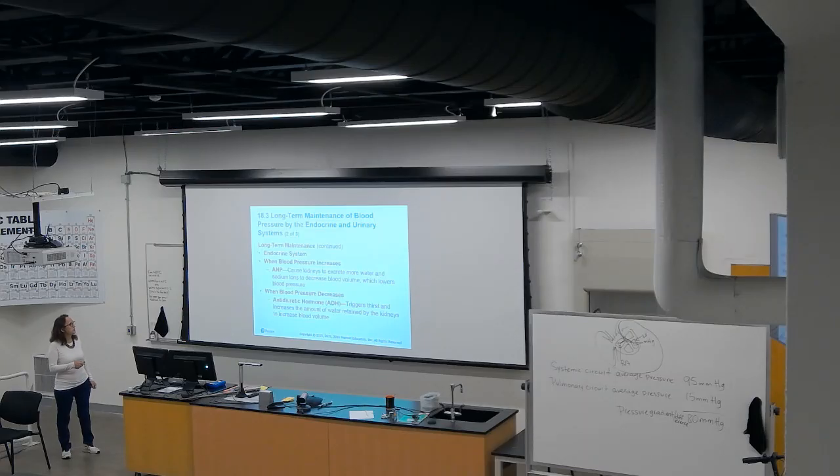So, response of the endocrine system. When blood pressure increases, you release ANP. When blood pressure decreases, you release a hormone that is called antidiuretic hormone. Like if you are dehydrated, you go and pee less because you are releasing ADH, which is also known as vasopressin. This one is released by the hypothalamus.